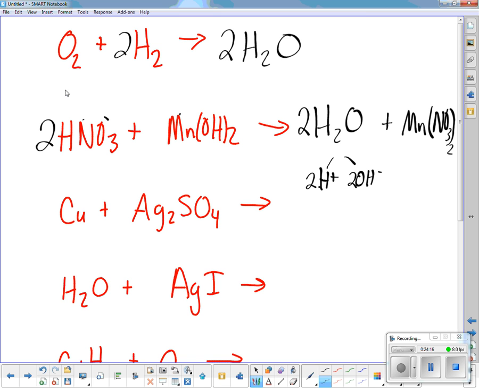On the left, I have 1 Mn. On the right, I have 1 Mn. On the left, I have 2 extra hydrogens. On the right, I have 2 extra hydrogens. I'm balanced. Done. If you have to go back through this and do nitrogen, manganese, hydrogen, and oxygen, you can do it that way. I was just showing you a simpler way to do it.